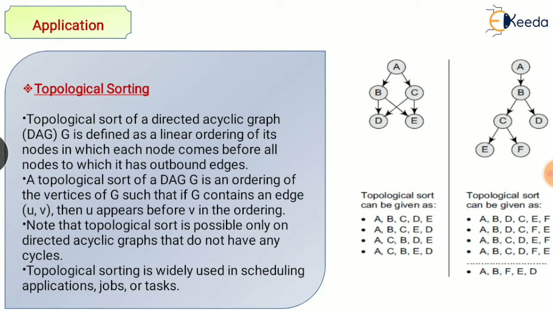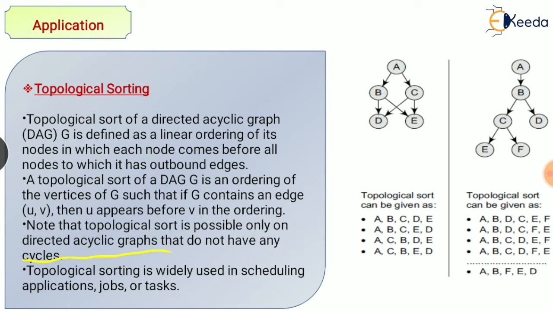So, a topological sort of a DAG G is an ordering of the vertices of a graph such that if G contains an edge (U, V), then U appears before V in the ordering. U should appear before V in the ordering. Note that topological sort is possible only on a directed acyclic graph. So this is very important, that this is applied only on a directed acyclic graph that does not have any cycle.